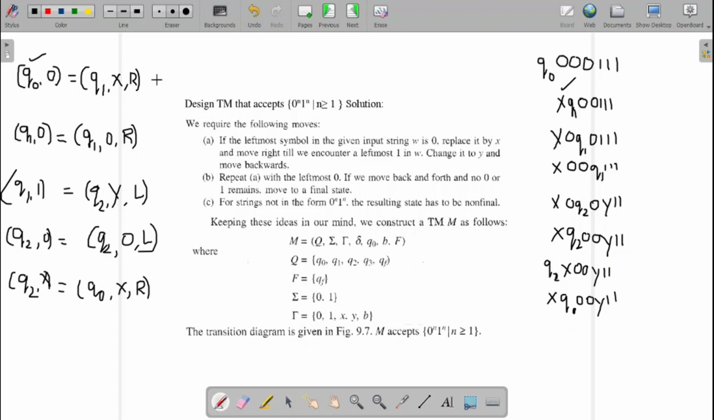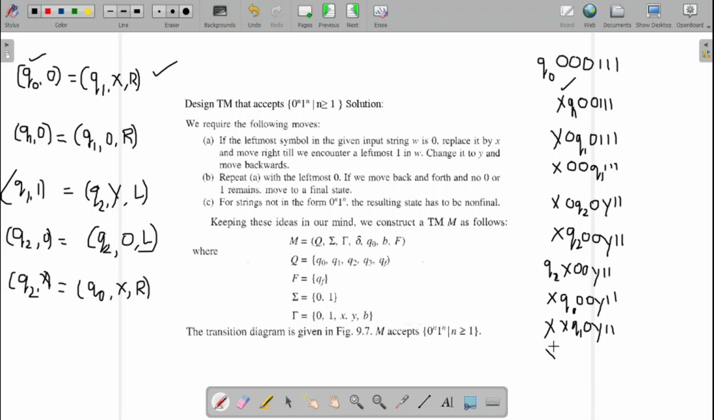Again Q0 on 0. This is a step. What is Q0 on 0? 0 is replaced with x. Change the state to Q1. Q1 on next is 0, y, 1, 1. Again Q1 on 0 defined already. What to do? You have to retain 0 as it is and I need to make the right move.